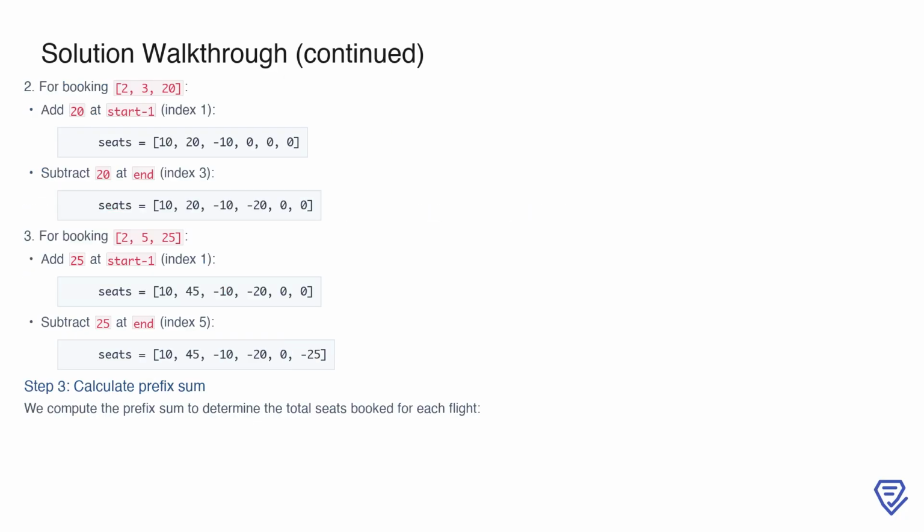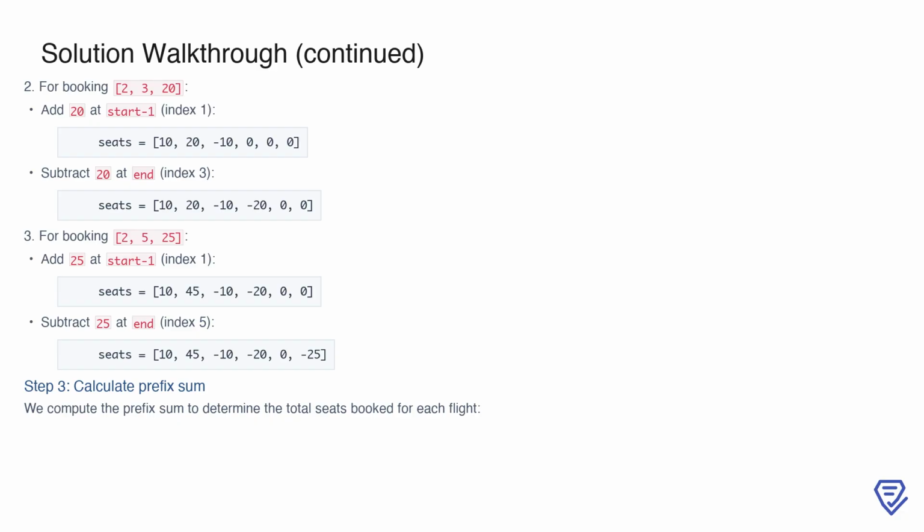Now, let's process the second booking, 2, 3, 20. For this booking, we add 20 at index 1, which corresponds to the start of flight 2. This increases the cumulative seats starting from flight 2. Then, we subtract 20 at index 3, marking the end of the booking's effect after flight 3. The seats array updates to 10, 20, minus 10, minus 20, 0, 0.